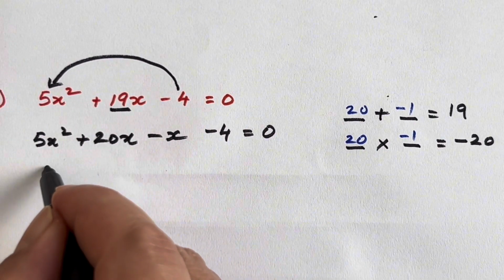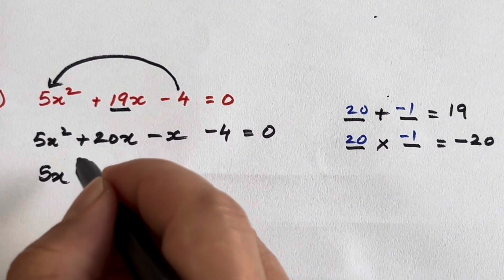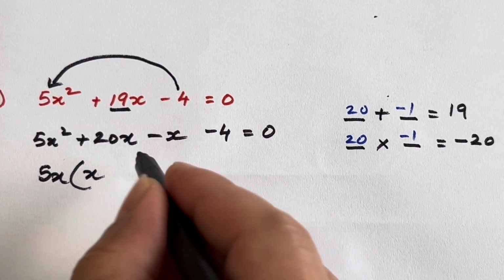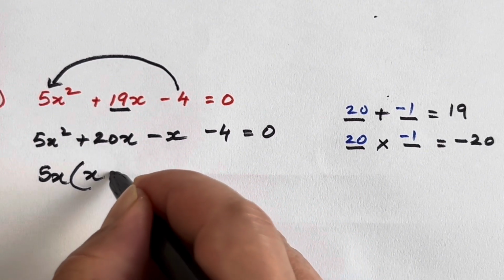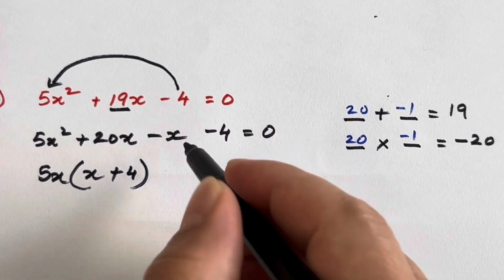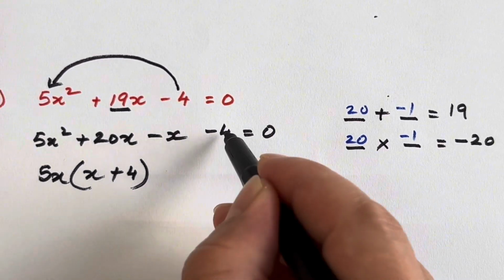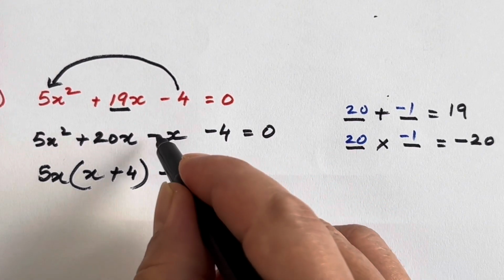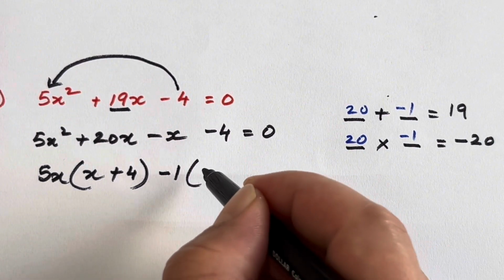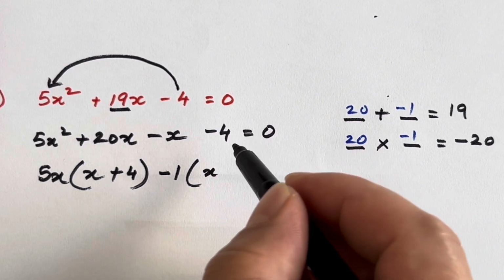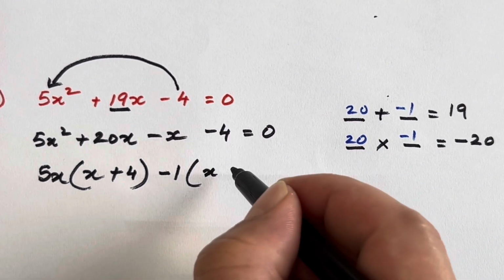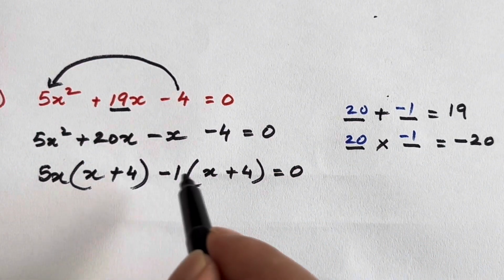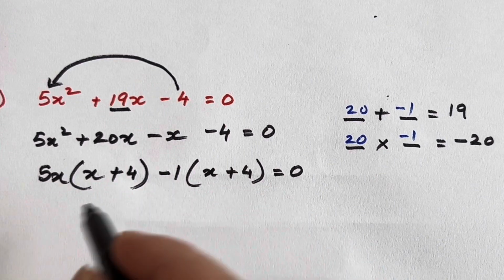factorize this. 5x is the highest common factor, and then 5x squared divided by 5x is just x. 20x divided by 5x is 4. And then factorize this. The highest common factor in this case is -1. So negative x divided by -1 is positive x, and then -4 divided by -1 is positive 4. Notice that the expression inside the brackets are the same.